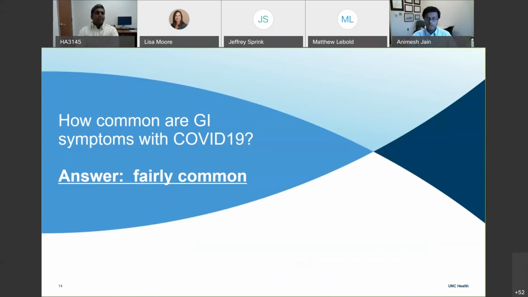So the question I posed for this section is, how common are GI symptoms with COVID-19? My answer is that they're fairly common. At least 20% and perhaps more of patients will have GI symptoms with COVID-19, and a very small percentage will have isolated GI symptoms. So it's rare, but it is possible. Next slide.